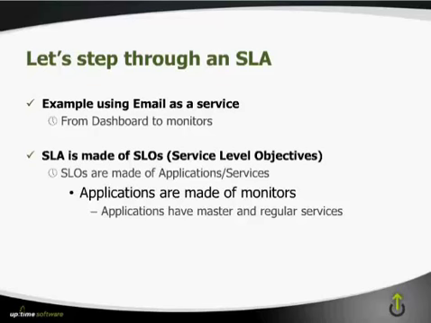And I'm going to do a bit of deconstructing or decomposing of SLAs. So SLAs are made of SLOs, or service level objectives, and then service level objectives are made of applications and services, and then applications are made of monitors, and applications have master and regular services, right? So it's important to understand that you're making your SLA reporting out of many aggregations of components. I'm going to step through this example and give you an idea of what an SLA actually looks like, and what we would describe as availabilities.